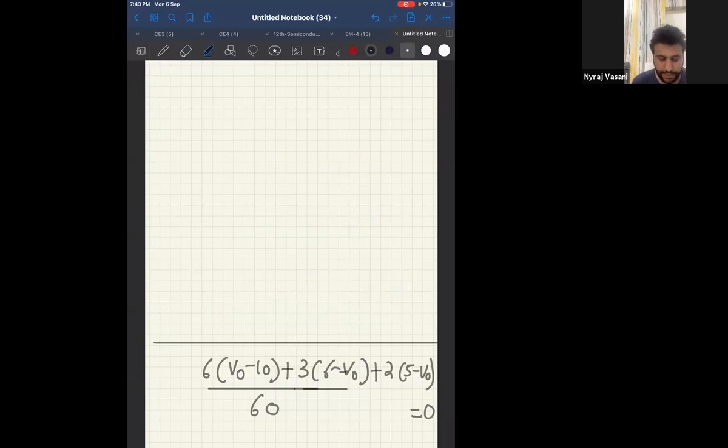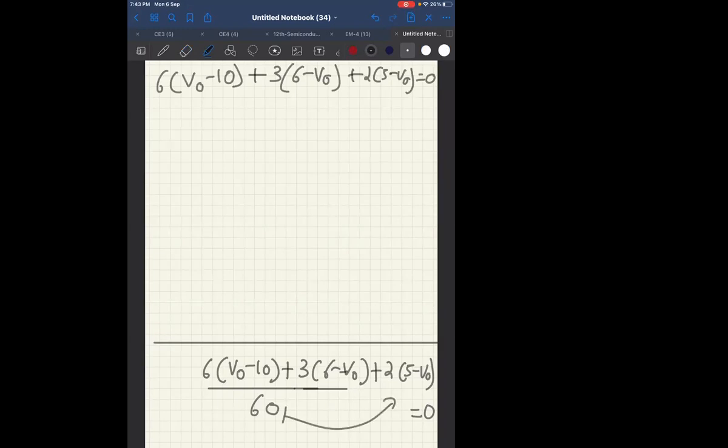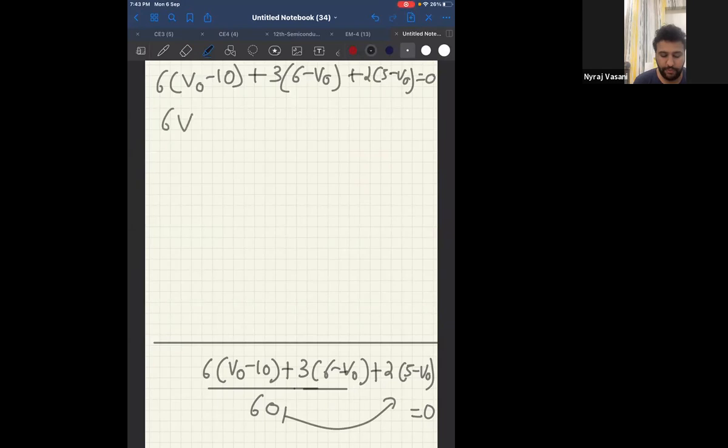Continue. So can I say 6 into (V0 minus 10) plus 3 into (6 minus V0) plus 2 into (5 minus V0) equal to 0, because if I take this over here, it will become 0 anyway. So now 6 V0 minus 60 plus 18 minus 3 V0 plus 10 minus 2 V0 equal to 0. Getting this much?